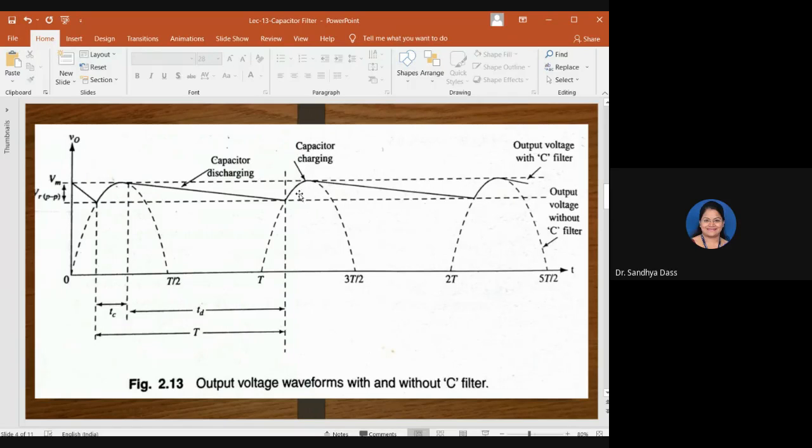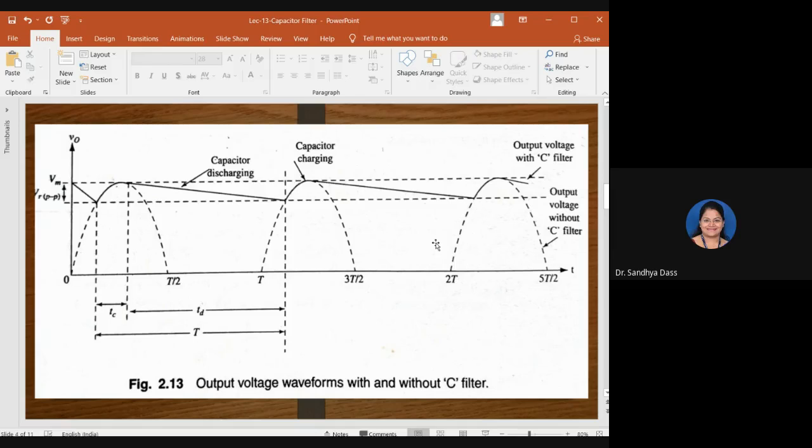Now to bring to your notice, only in the duration where my pointer is pointing will the diode be conducting. In the rest of the time, the diode is off in the half wave rectifier. So only when the diode is conducting will the capacitor charge to the maximum value. When the diode is turned off, the capacitor discharges via RL.